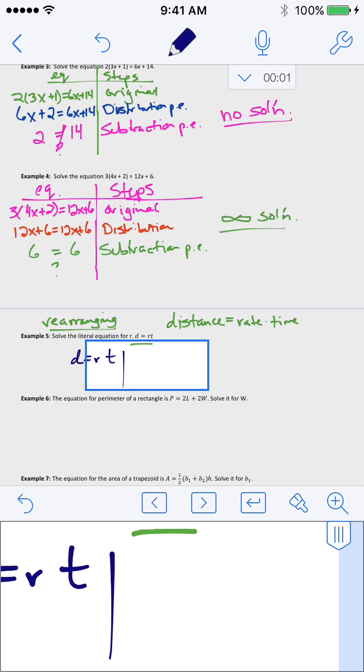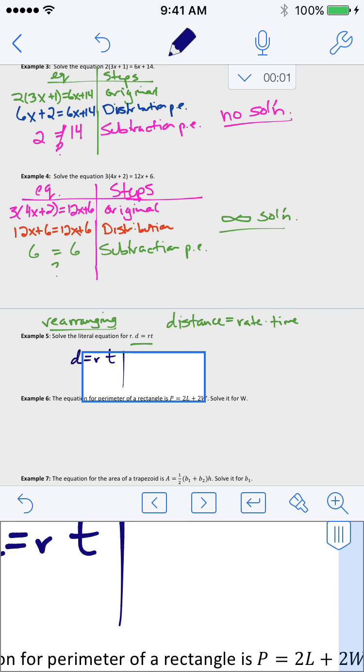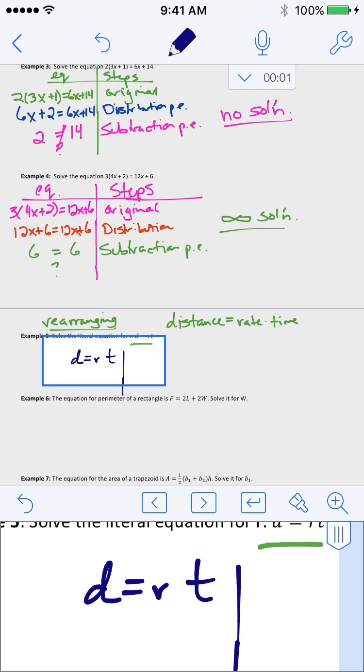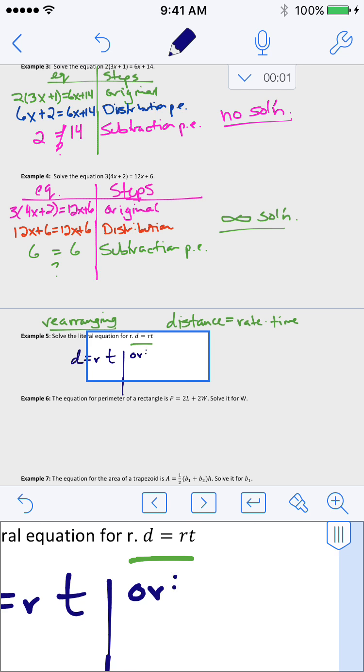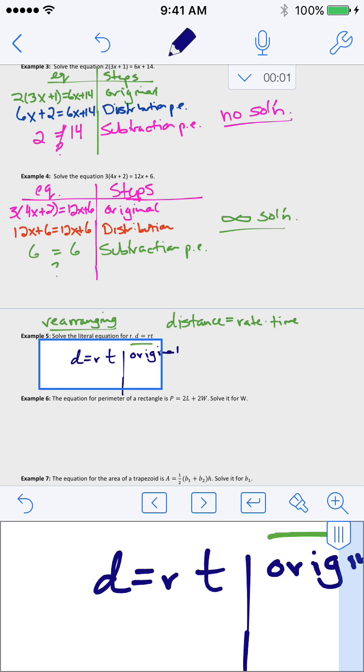Actually, I take that back. I'm going to make a little table. It's not going to take too long. We'll do it just this once. So this is our original equation: d equals rt. Now, the variable I'm solving for is r, so I'm going to write it in pink. That's the only one I treat like a variable. The other ones are just constants, and I'm going to treat them like any other number.